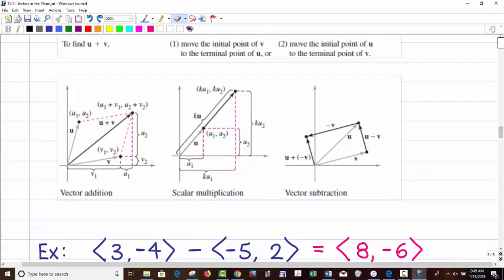Now here's another one. If you brought this vector v up here and attached it to the end of u right there, that right there would be your u plus v.